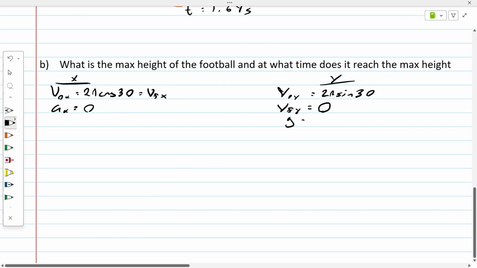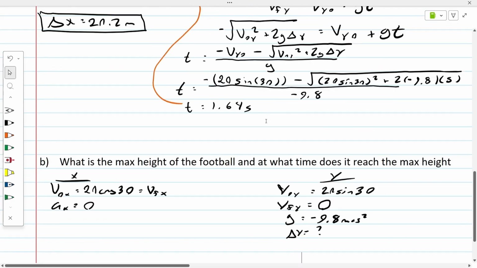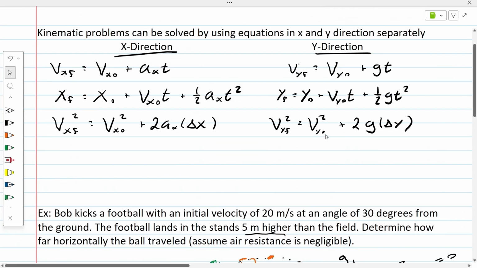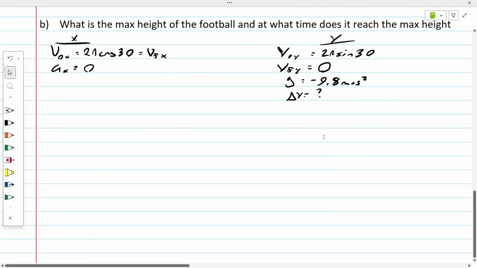And then we still have gravity, which is a negative 9.8. And we're trying to find the max height, so the question is what is the change in y here. If we look back at our equations, we have v initial, v final, and gravity, and all we need is the change in y. So we can use just that equation to solve this.